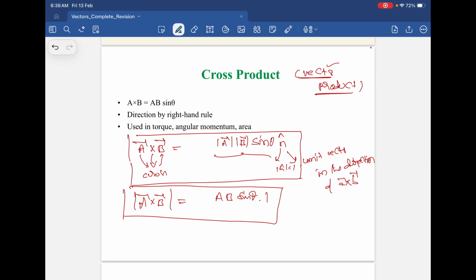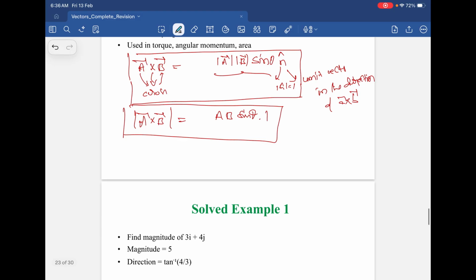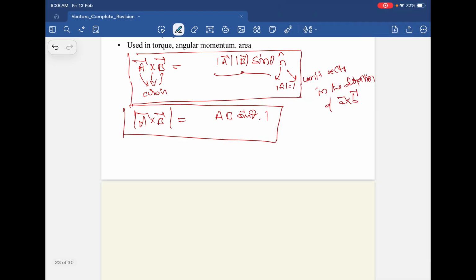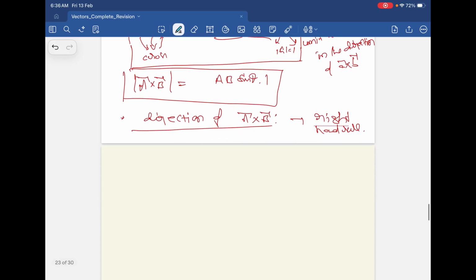Right. So after this magnitude, we have to talk about direction, because we are defining it as a vector. So the direction is given by the right hand rule, students. The direction of A bar cross B bar is given by the right hand rule. Very simple. All of you take your right hand and stretch the fingers. Look at me first.